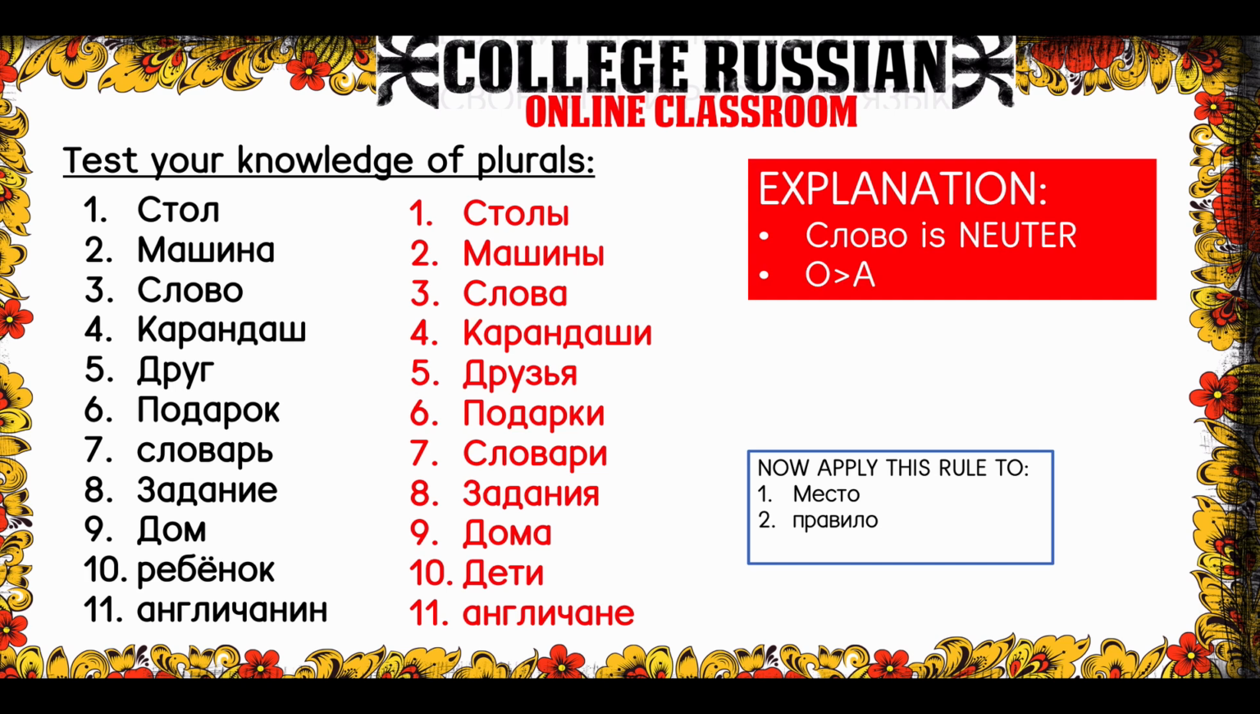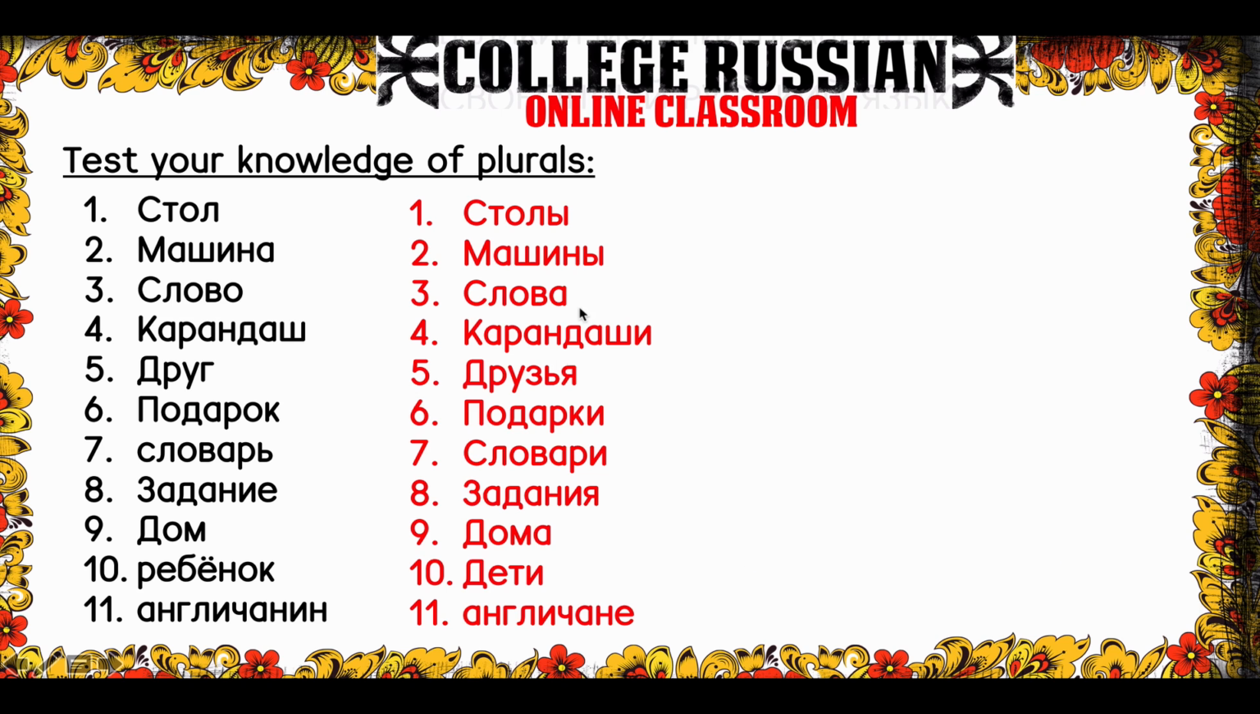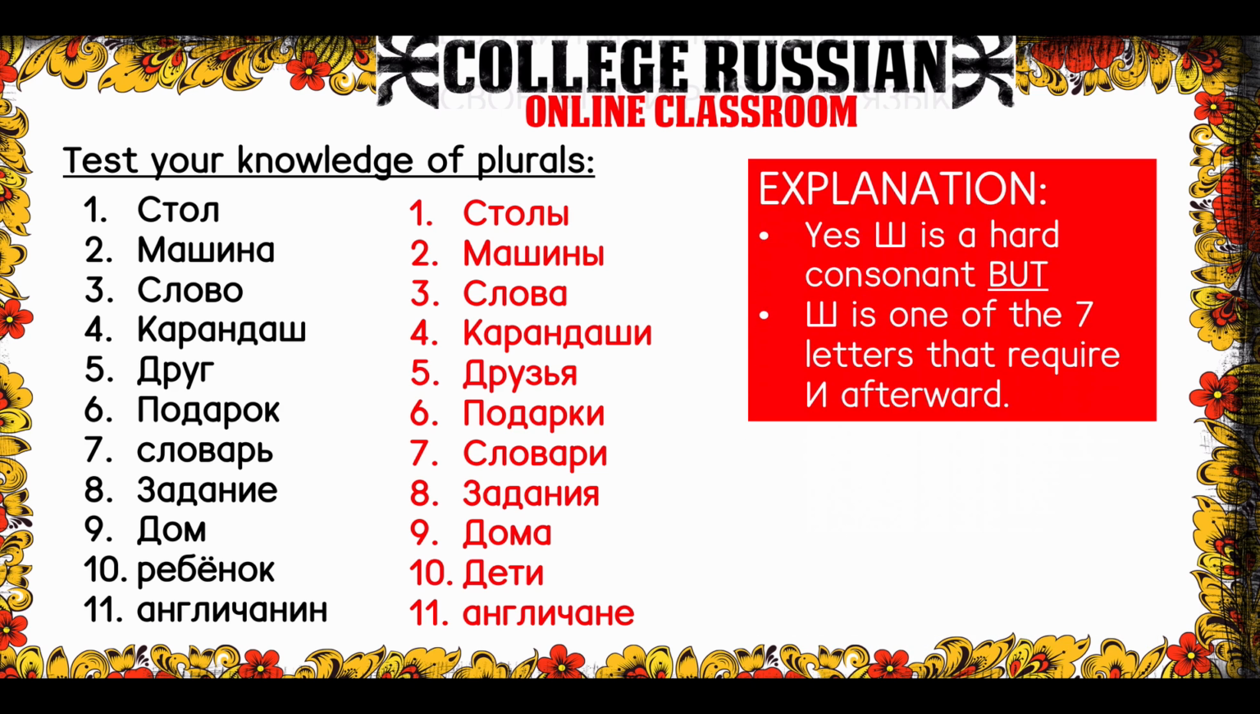Правила, the word stress is going to change a little bit in some of these neuter plurals. That's something to keep an eye on. Next, карандаши. Okay, so why did we get E here, but we got I up here? That all has to do with the 7-letter spelling rule, which you can learn more about in the video that's up next in the playlist.